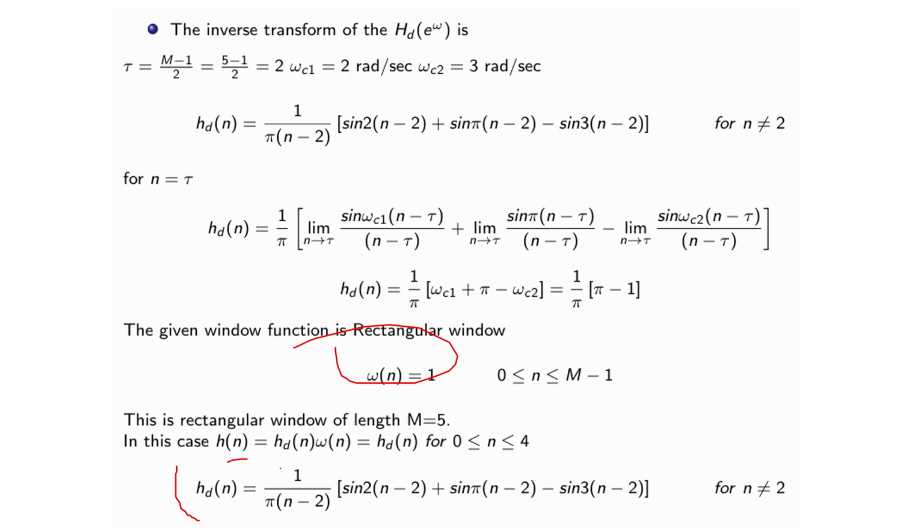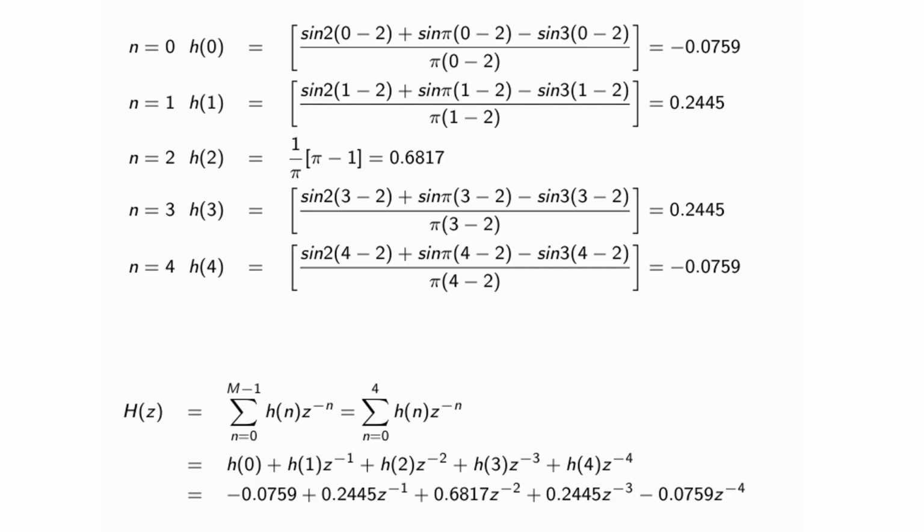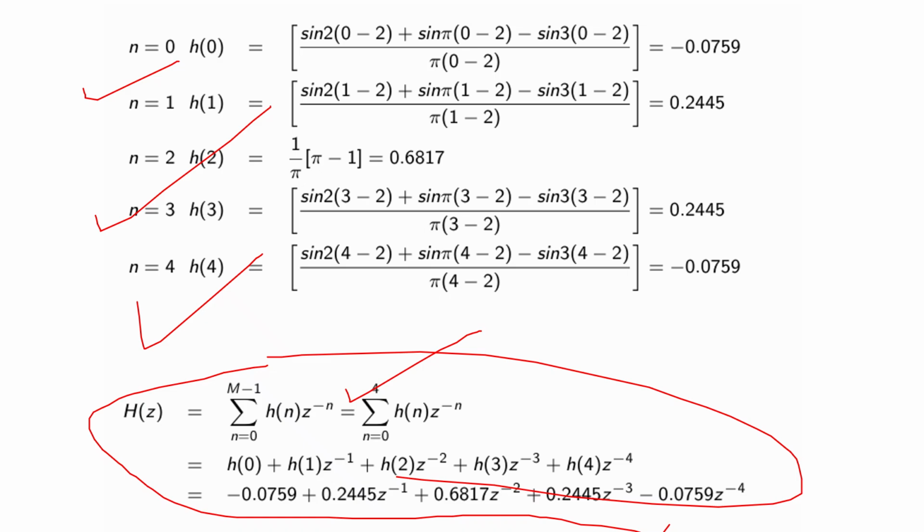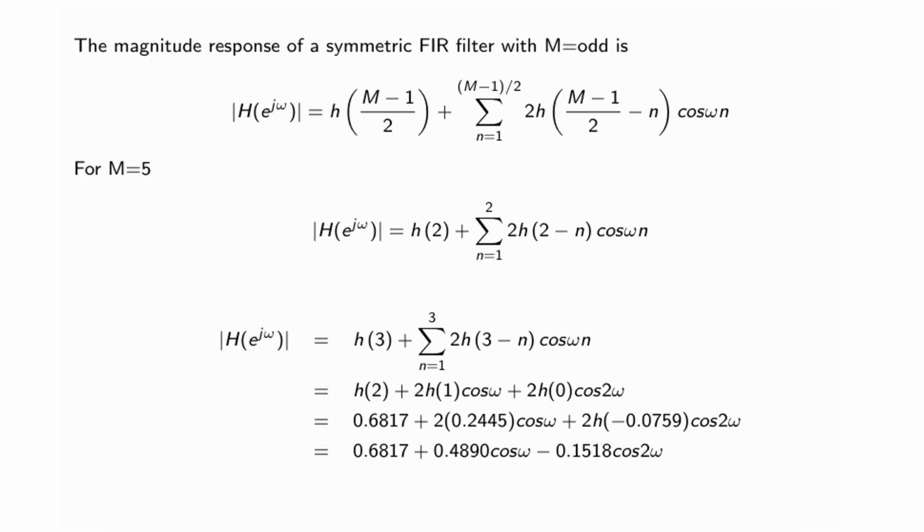So h(n) will be your h_d(n), that is the inverse Fourier transform of the function given in the question, multiplied with the window. Put the values of n equal to 0, 1, 2 and so on and get h(n). Also you can get the plot for your magnitude response. So again, convert your sequence, whatever you got, that is the impulse response, into the frequency domain and get the final value of H(z) by putting the value of the frequency.